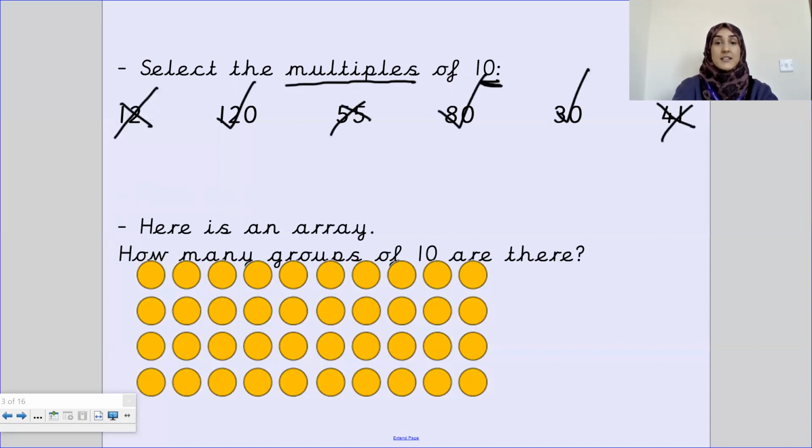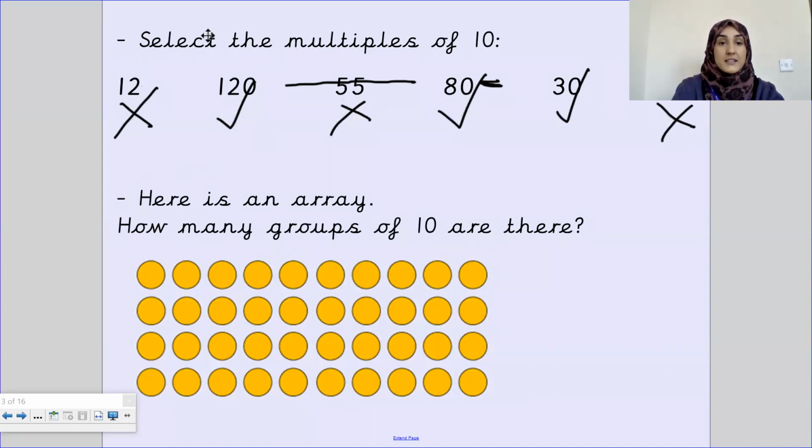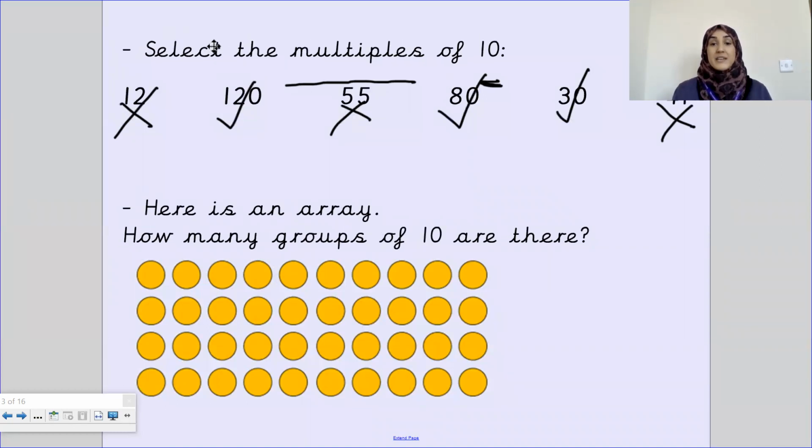Okay, next, it says here is an array, okay? And it's saying, how many groups of 10 are there? So the first thing that we are going to do is we are going to count how many counters are in one row. 1, 2, 3, 4, 5, 6, 7, 8, 9, 10. There are 10 in one row. Now I'm going to check if all of the rows are exactly the same. Yes, they are exactly the same.